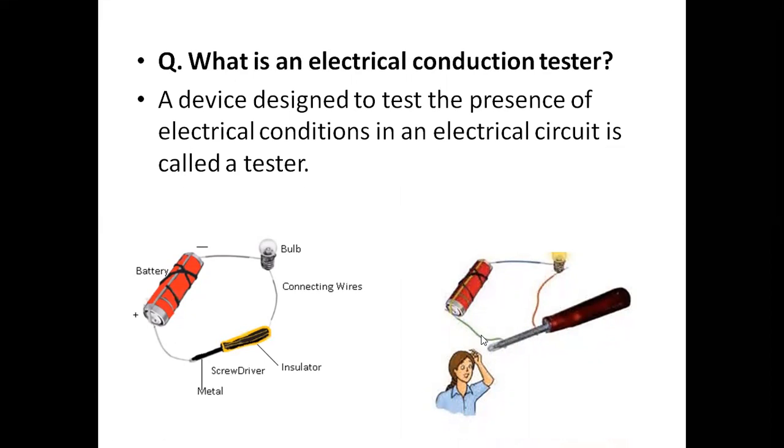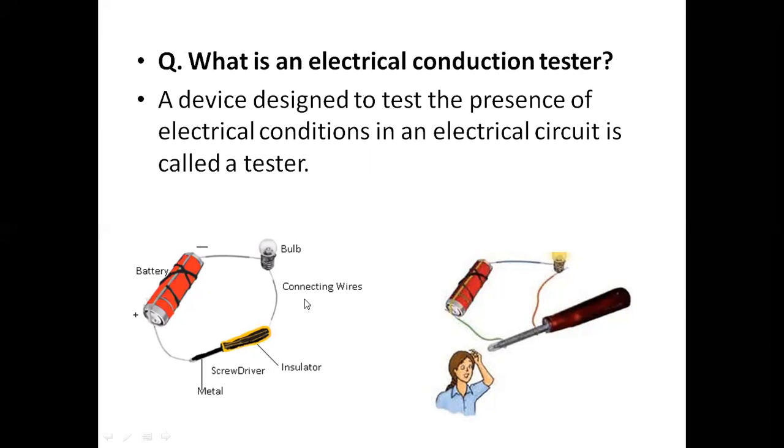Look at these two figures. Here, the connections are properly done. The two wires are connected through that screwdriver to the metallic end. Therefore, the bulb glows. Therefore, here the circuit is completed. It indicates this is a conductor. Whereas here, one end of that wire is connected to insulating substance, that is a poor conductor. Therefore, the bulb is not glowing.